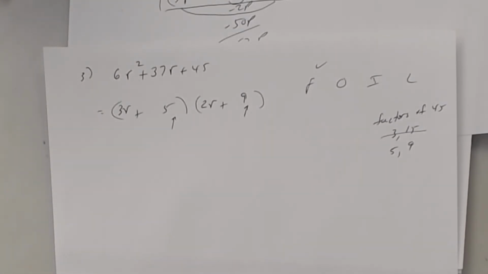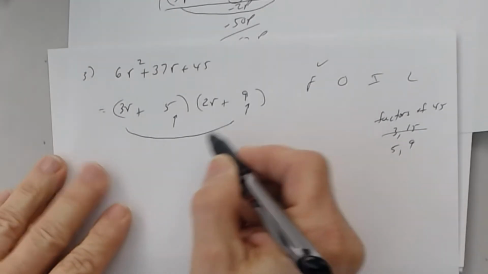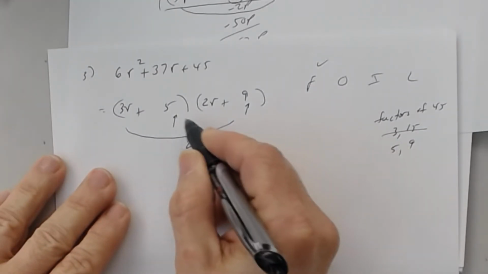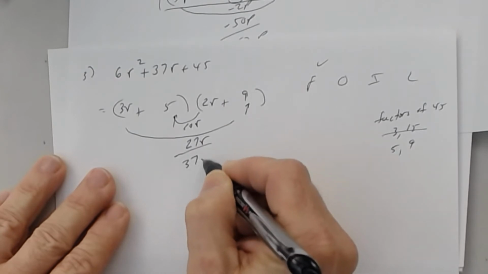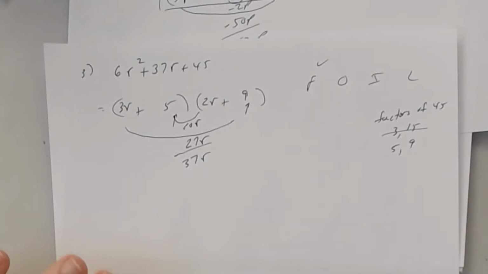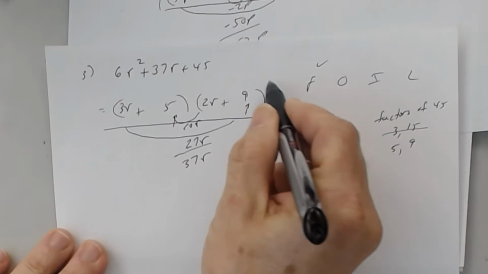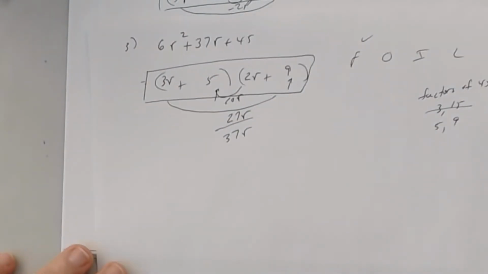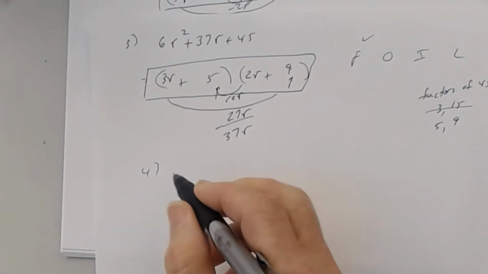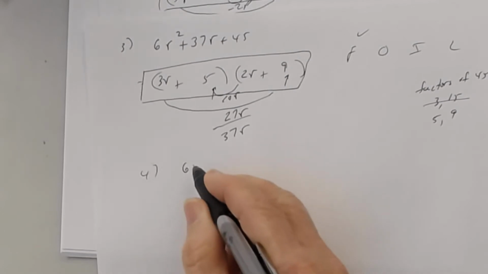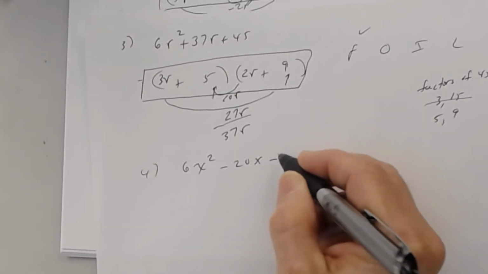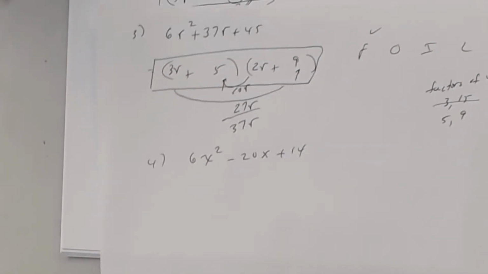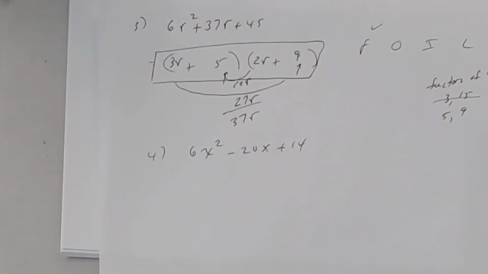All right, let's do the outer and the inner. What's the outer? 27. What's the inner? And what do you get? 37r. So that's your answer. Okay? All right, number 4. Let's suppose we had 6x squared minus 20x plus 14. 6x squared minus 20x plus 14.